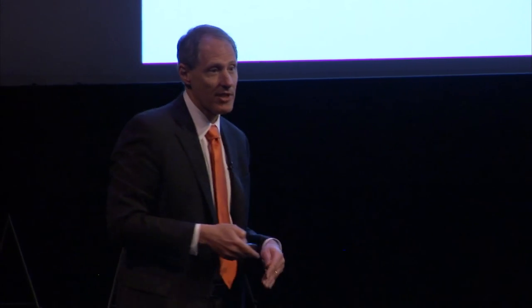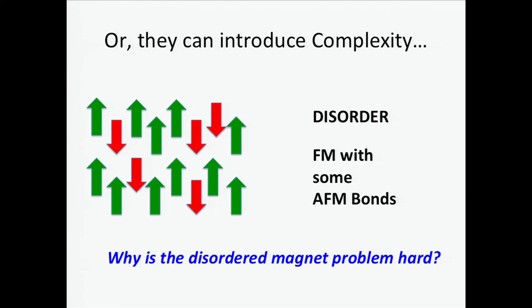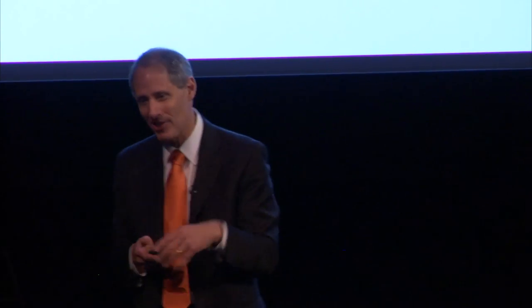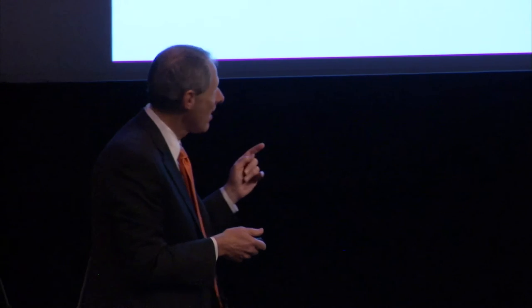It's much harder if there's a little disorder. If I mix ferromagnetic and antiferromagnetic bonds, so I have some spins that want to point in the same direction, some that want to point in opposite directions, why is this hard to predict where the system wants to go? It's because of something called frustration. This is actually the scientific term. It is also a representation sometimes of doing experiments on these materials because they can take days to equilibrate.